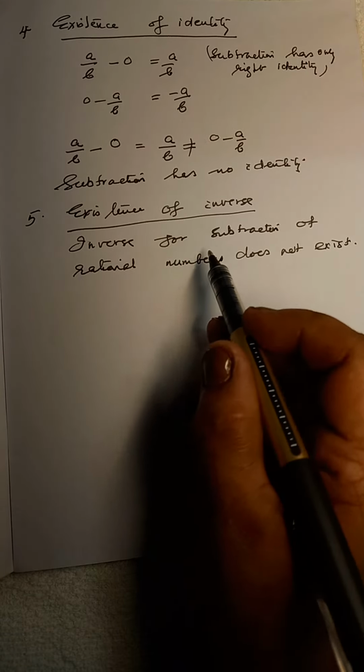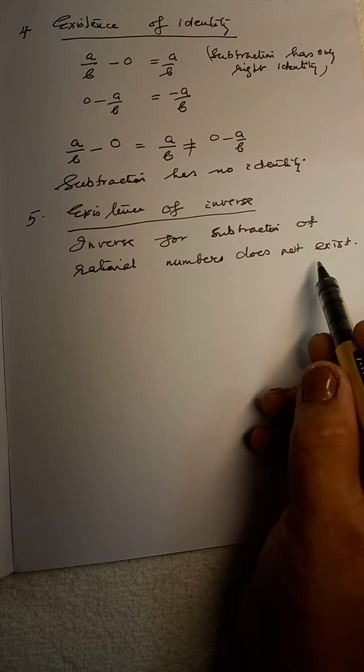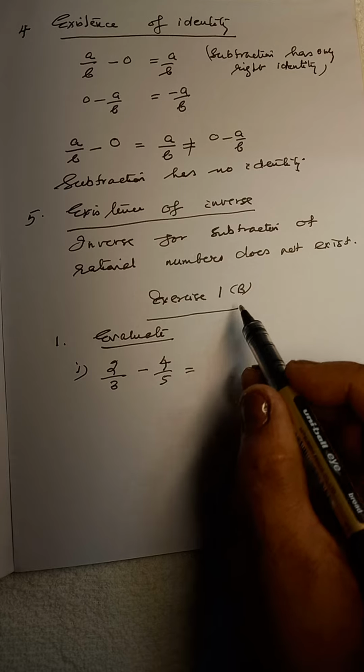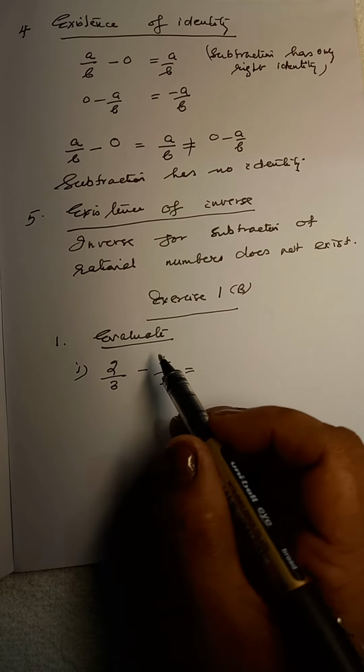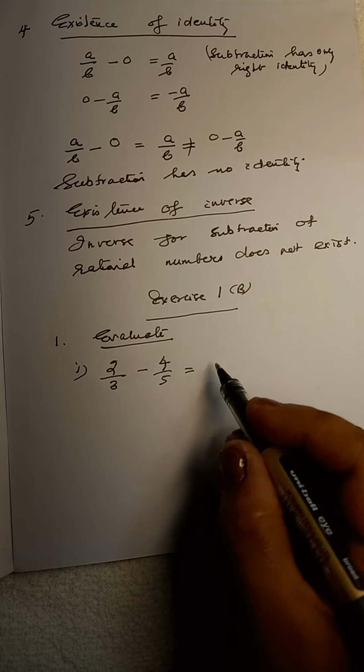Now the fifth property is existence of inverse. Here inverse for subtraction of rational numbers does not exist. Now we will start exercise 1b. In that first question is evaluate. So first sub question is 2 by 3 minus 4 by 5.